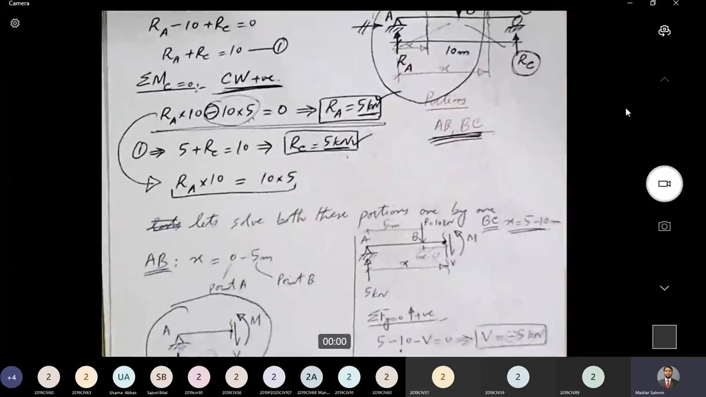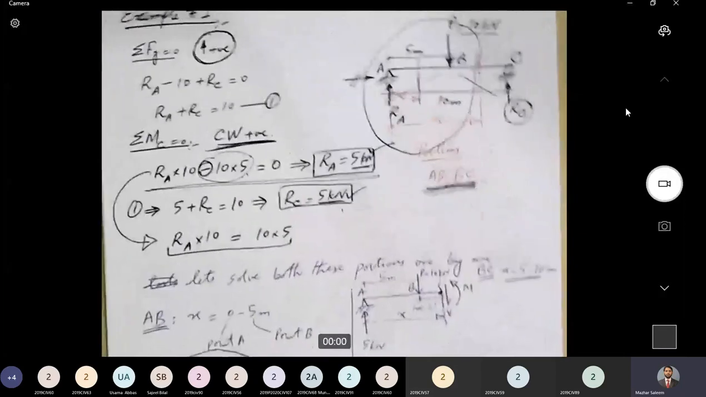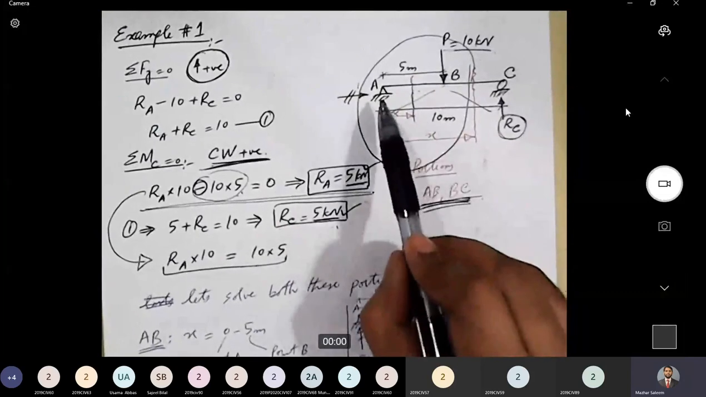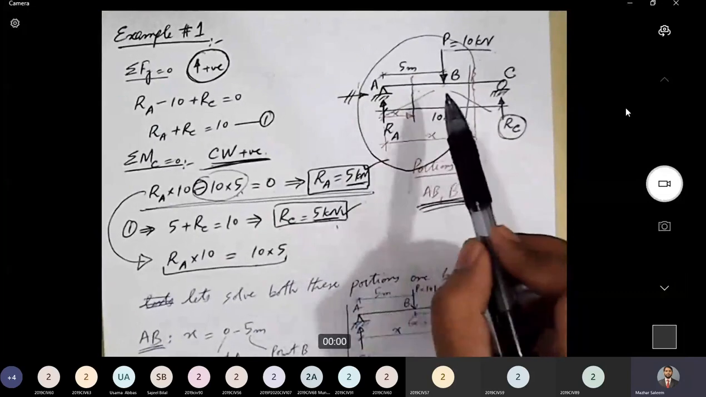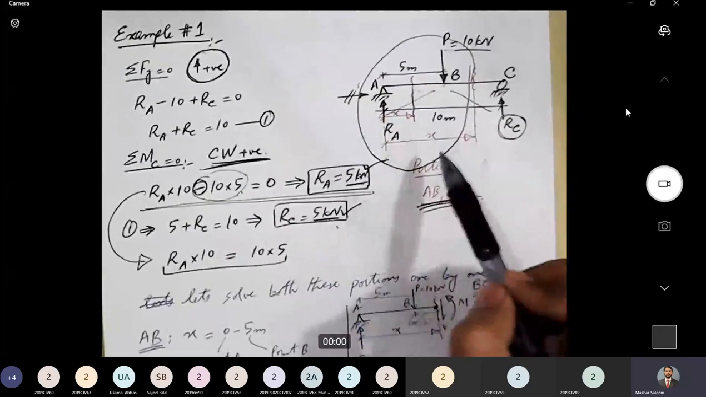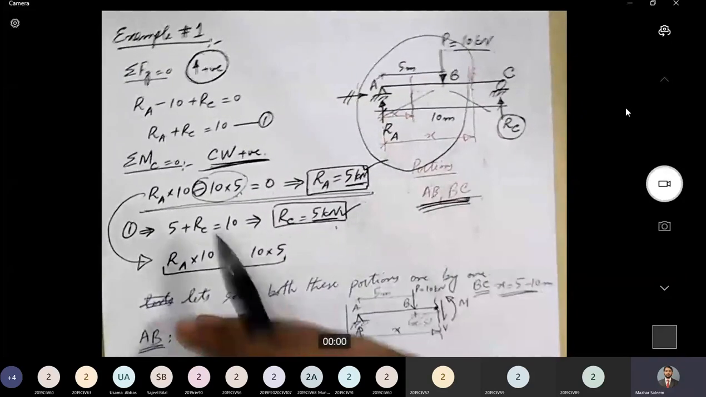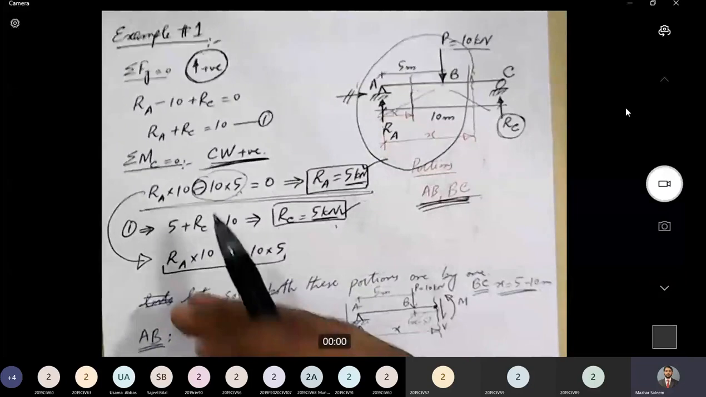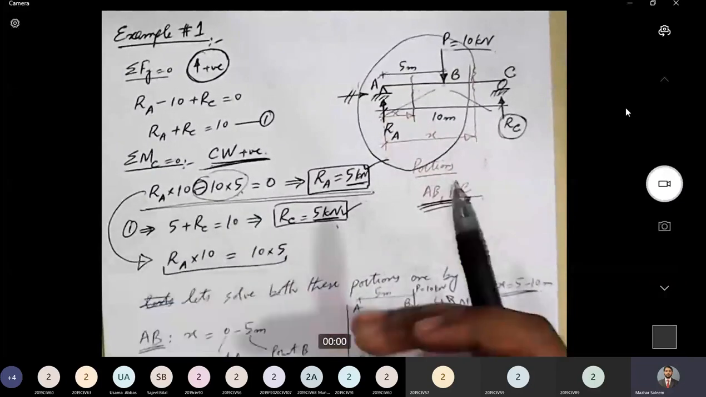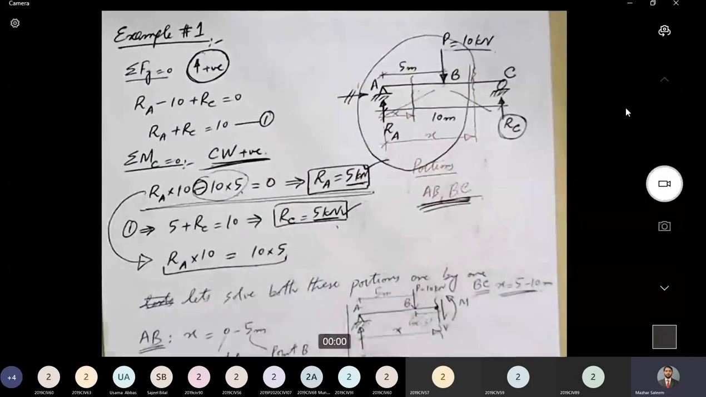Okay, so this was the reaction calculation. And next step is to divide the beam into number of portions. And we discussed earlier that we divide the beam into portions depending upon the applied loading and support conditions. So wherever there is a variation in applied load or there is a change in boundary condition or end condition or support condition, we divide the beam into portion at that point.